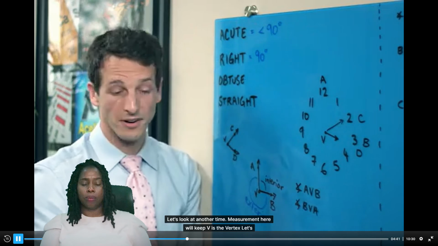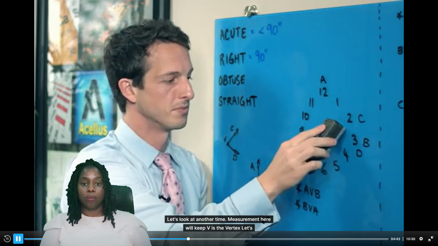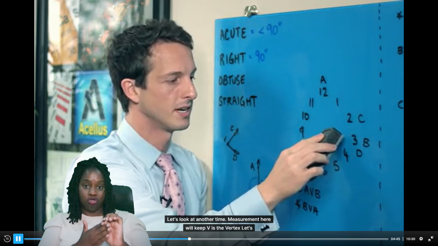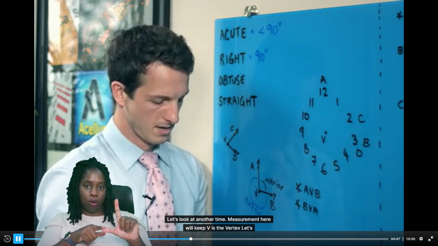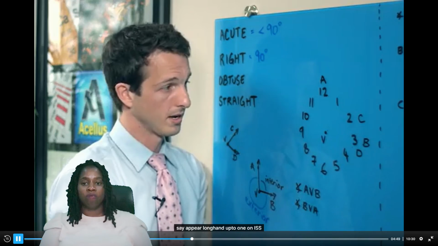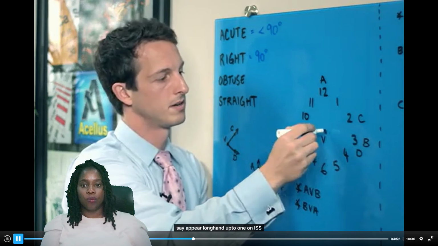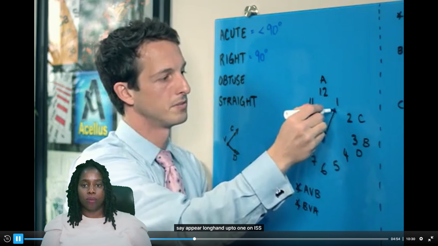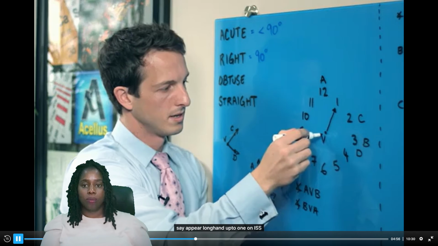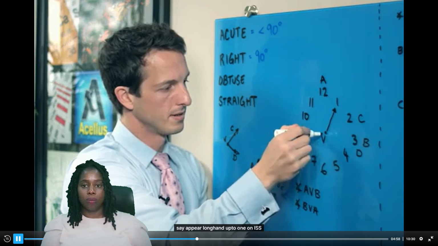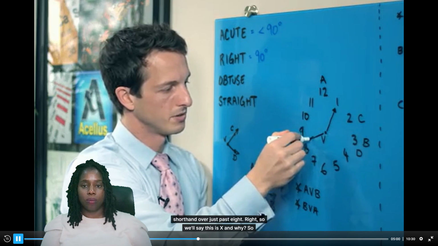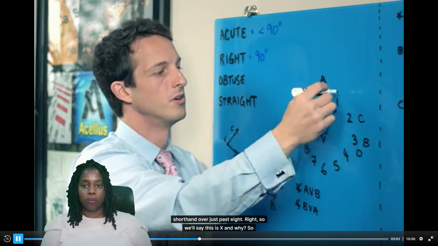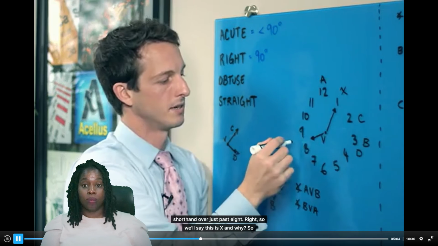Let's look at another time measurement here. We'll keep V as the vertex. Let's say we go up here, long hand up to 1, and then this short hand over just past 8. So we'll say this is X and Y. So now we'll draw this angle.